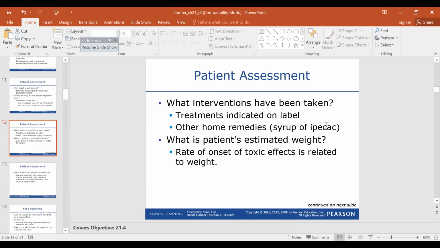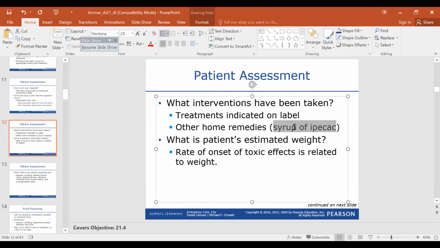Ipecac we don't give. We used to get that out in the field, but it induces vomiting, and people would asphyxiate from it, and also it would cause a lot of damage when the vomit would come back up, especially if it was an acidic substance. It would damage the esophagus even further. So that's why we don't use that, but you may still see some people use that in their home because they don't know any better. Estimated weight, you want to get that as well. Again, we talked about why that's so important.